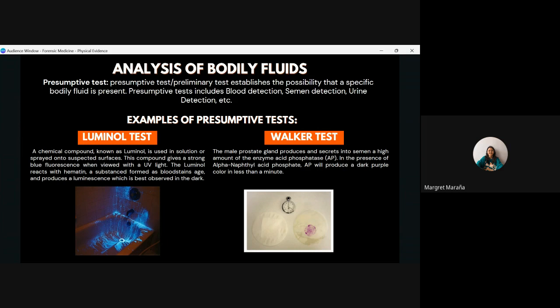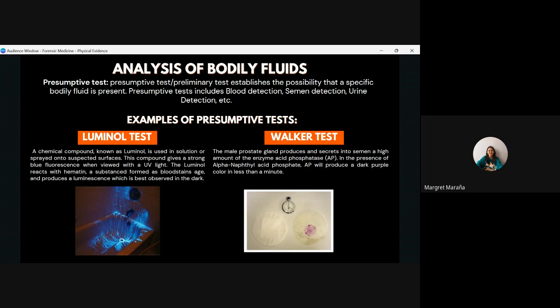This means that kahit na na-establish na may bodily fluid or let's say blood sa isang crime scene, it does not prove, uulitin ko, it does not prove na yung blood na nakita sa crime scene na yan is actually blood. Kasi itong luminol and Walker test has their own limitations. Like sa luminol, pag may copper ang isang suspected bodily fluid, may possibility na magbigay ito ng false reaction or aka mag-glow siya kahit hindi naman talaga siya dugo. And sa Walker test din kasi, ang mga vaginal secretions and other bodily fluids na nagko-contain ng acid phosphatase, magiging detectable din siya under this test at magiging purple din siya.